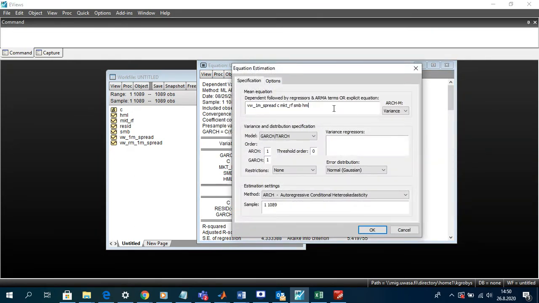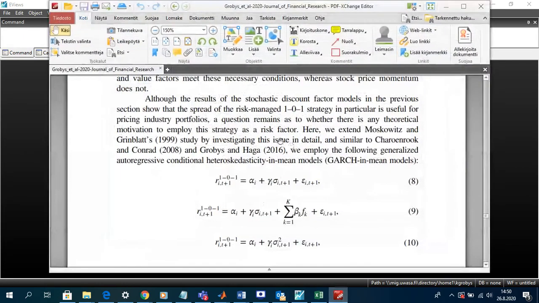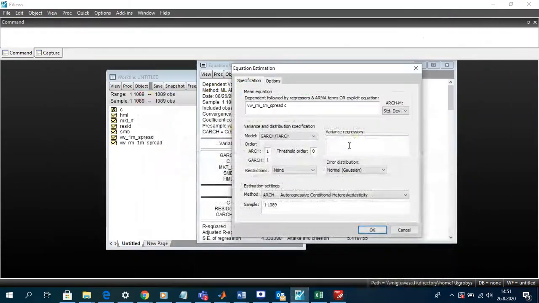So let's check now our risk-managed short-term industry momentum factor. Let's plug it in here as our dependent variable. This is this one here, VW_RM_1M_spread. This is our risk-managed, or volatility-managed, short-term industry momentum spread. Again, our C denotes the alpha in the equation. It's the intercept term. We start with the standard deviation in the mean equation, which is here, the volatility.